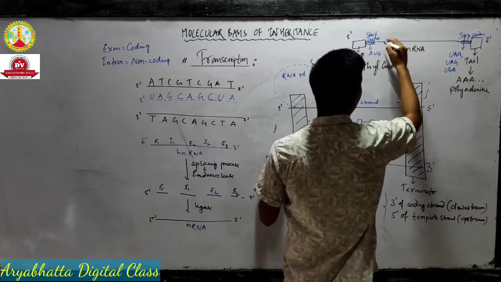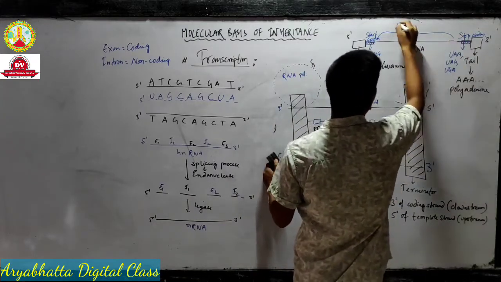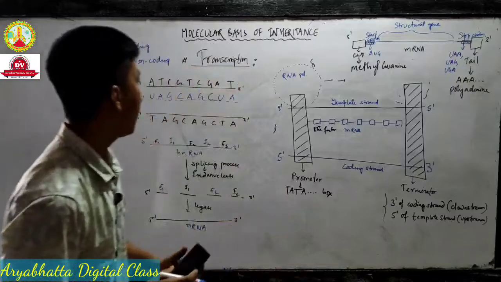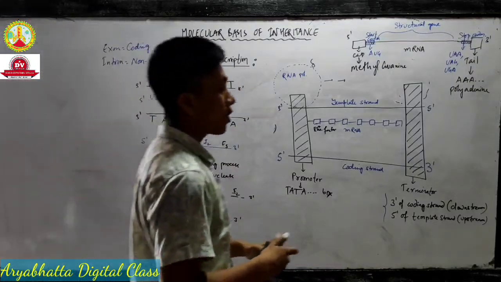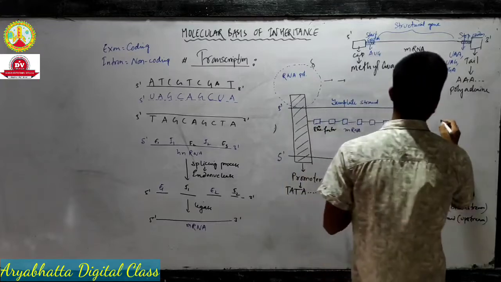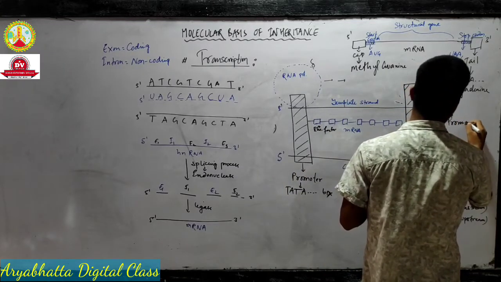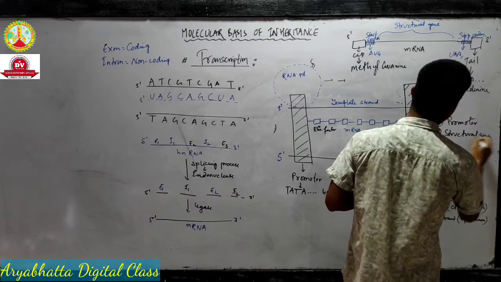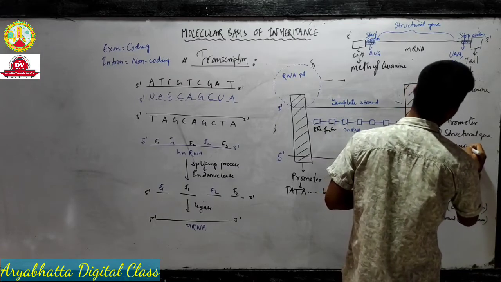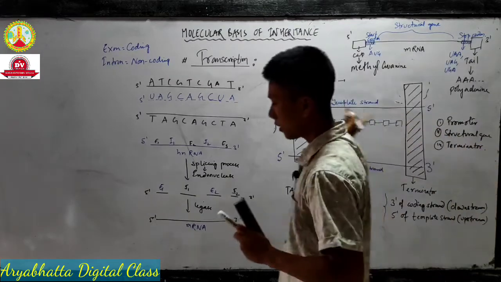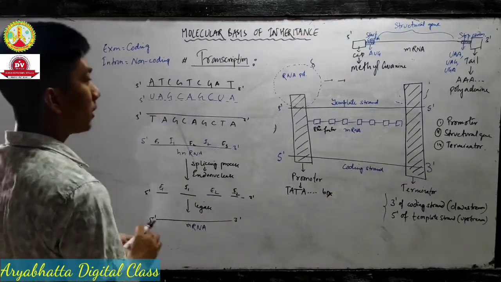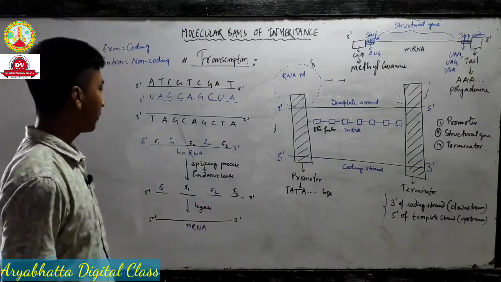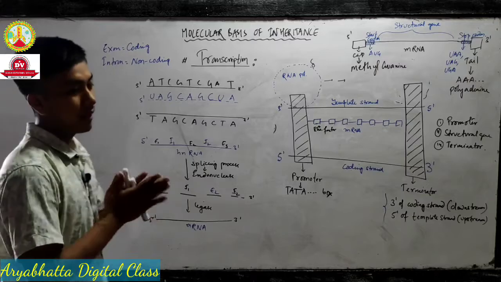So from start codon to stop codon, the strand of mRNA we call a structural gene. Okay, structural gene. Now the transcriptional unit consists of the promoter, structural gene and terminator. These are our transcriptional unit. Understood? Very easy, very interesting. Alright, let's again revise.